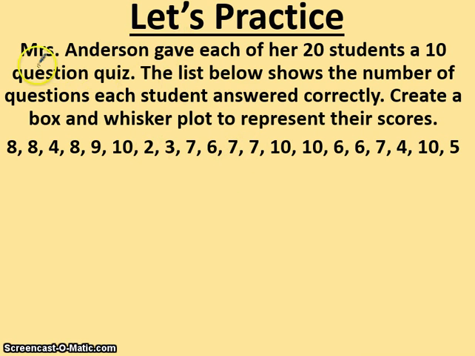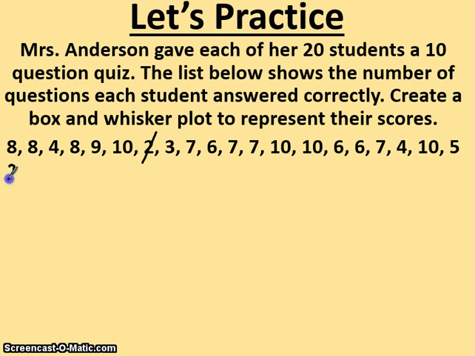So let's practice. It says Mrs. Anderson gave each of her 20 students a 10-question quiz. The list below shows the number of questions each student answered correctly. Create a box and whisker plot to represent their scores. So the first thing that we need to do is reorder this data from least to greatest.